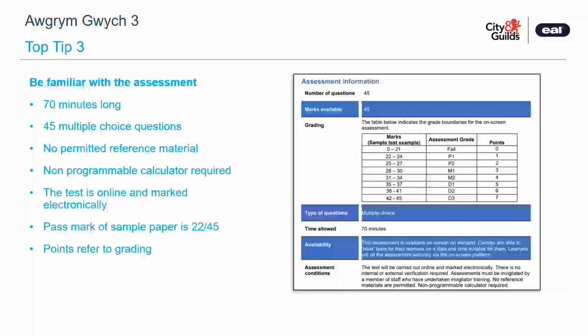And the pass mark of the sample paper is 22 out of 45. So you can see a grid on that snip, but that only refers to the sample test. So as you're working through that sample test, it will give you and the learners a bit of feedback, a bit of understanding of what those marks relate to in terms of an assessment grade. Each year, the assessment will go through Angoff measuring, so that could be adjusted slightly each year.